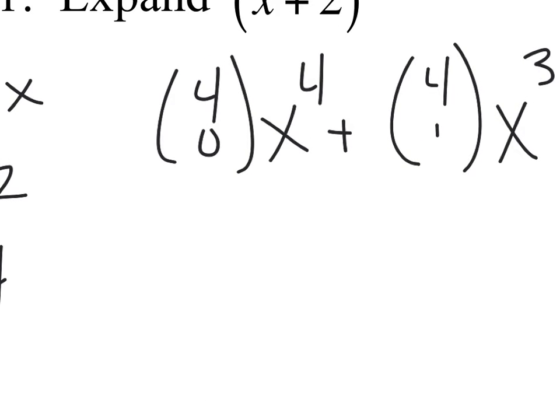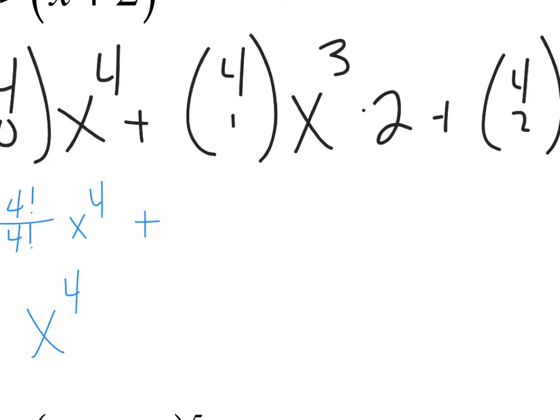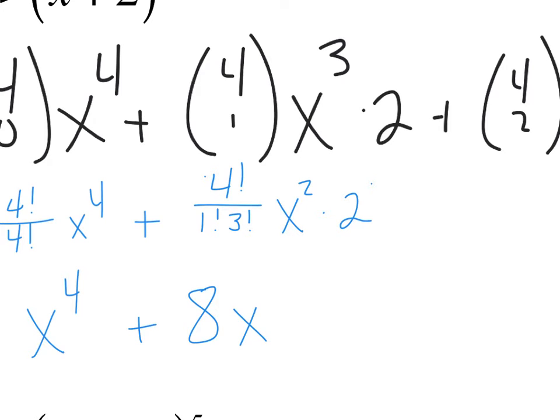So this first term here, let's put in a different color so we can see it. This is 4 factorial over 0 factorial times 4 factorial times x to the 4th. And as a result there, we should get x to the 4th times 1, which is x to the 4th. We're going to add to that 4 factorial divided by 1 factorial times 3 factorial times x squared times 2. Well, 4 factorial divided by 3 factorial is just 4. 4 times 2 is 8, so I should add to this 8x cubed.